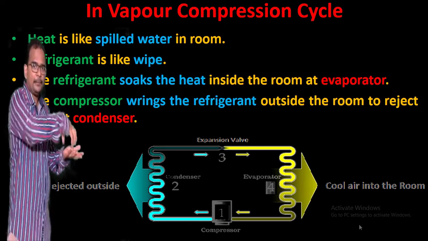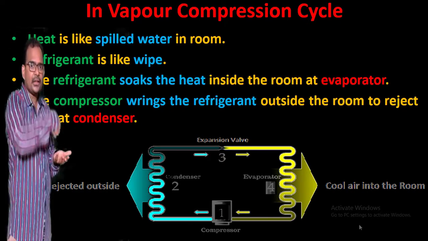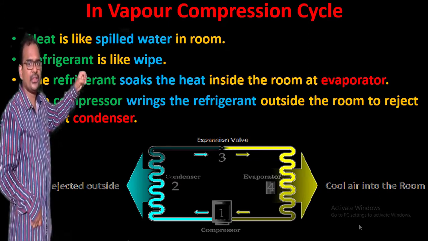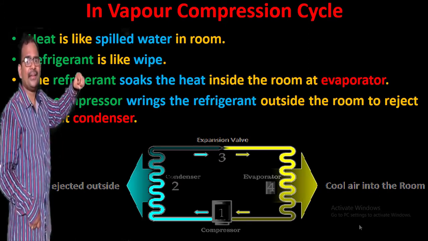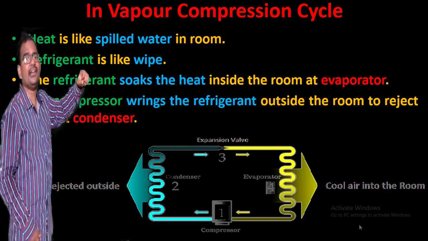Like how the wipe soaks the water, in a similar manner the refrigerant used in the air conditioning system will soak the heat. And this happens at the evaporator. That is the indoor unit.